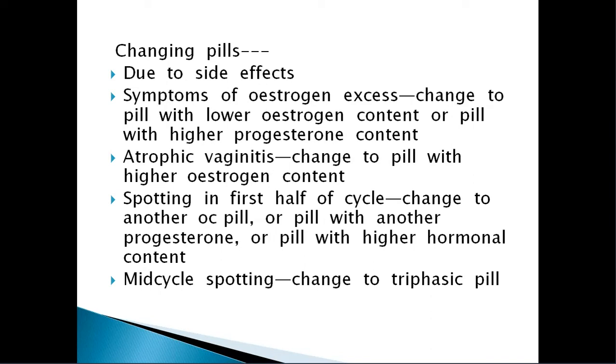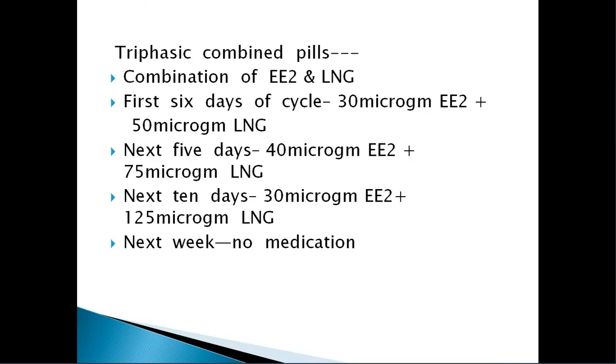Then, suppose she is having spotting in the first half of the menstrual cycle. Then you change to another OC pill, or to a pill with another progesterone, or to a pill with higher estrogen or higher progesterone. You can simply change to another brand also. That also may help. If mid-cycle spotting is there, exactly at around the time of ovulation in a normal menstrual cycle, then you change to a triphasic pill. Now, what is a triphasic pill? Triphasic combined pills are a combination of estrogen and LNG, that is levonorgestrel.